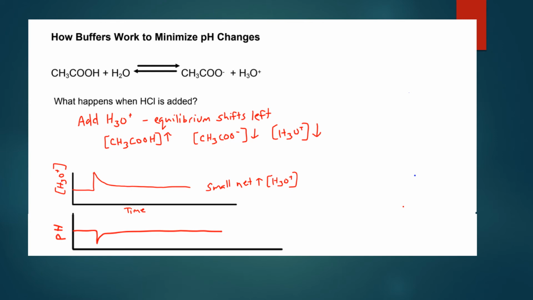With pH, if you'll remember, pH is inversely related to the concentration of hydronium. So when I have added that acid, the pH actually dips, and then it's going to go back up almost to where it was before. It'll never get quite to exactly where it was before because of the way the equilibrium works, but it'll get close.